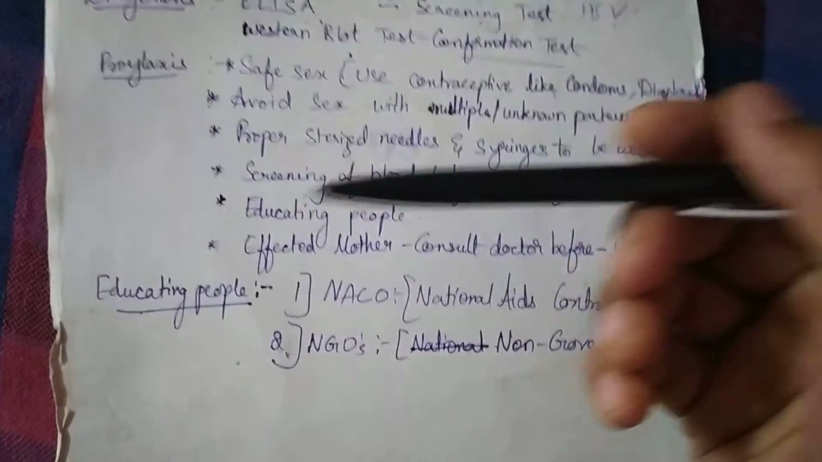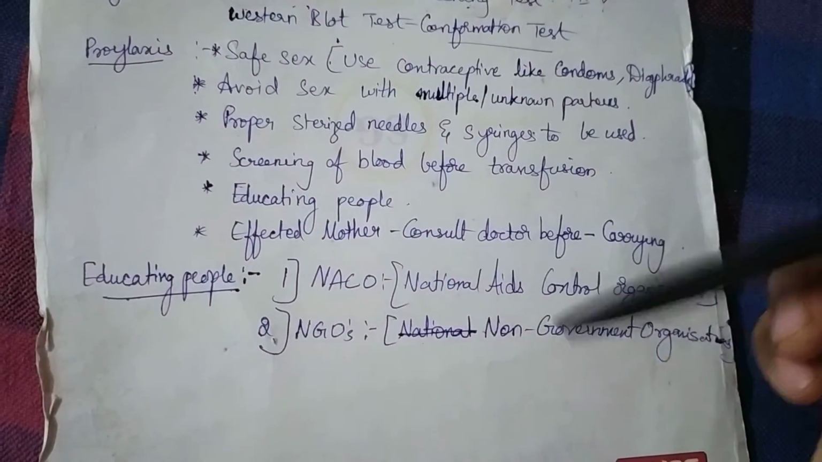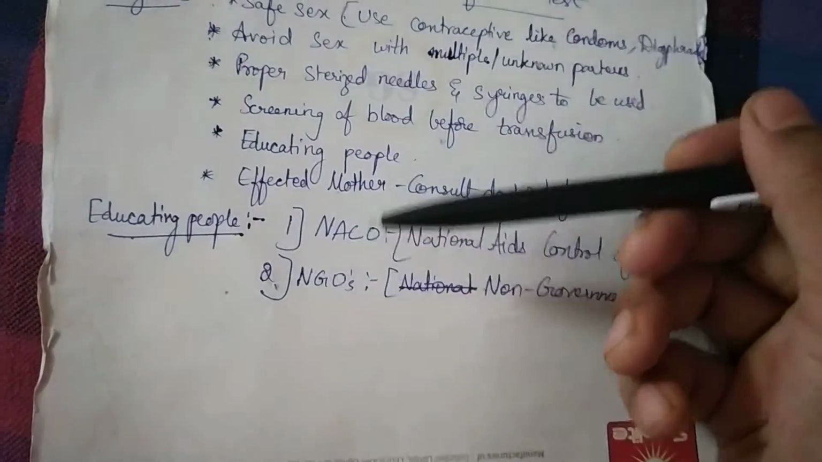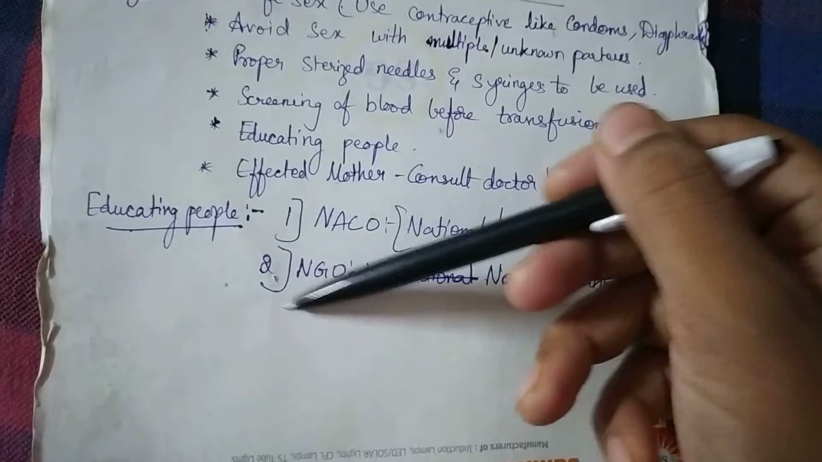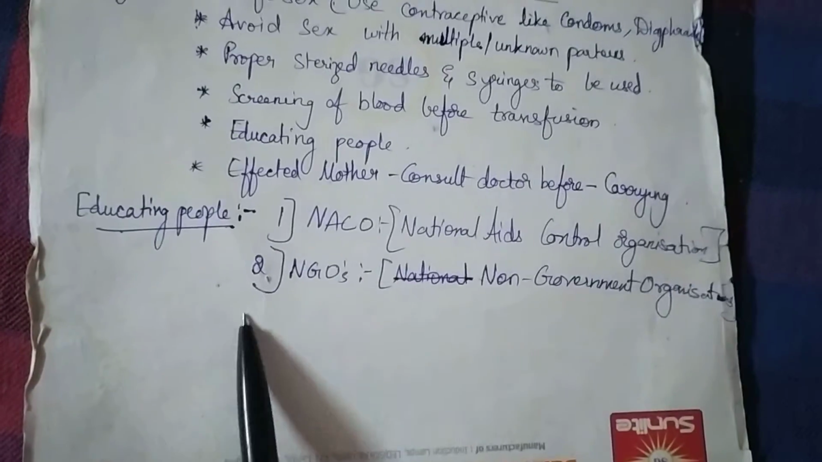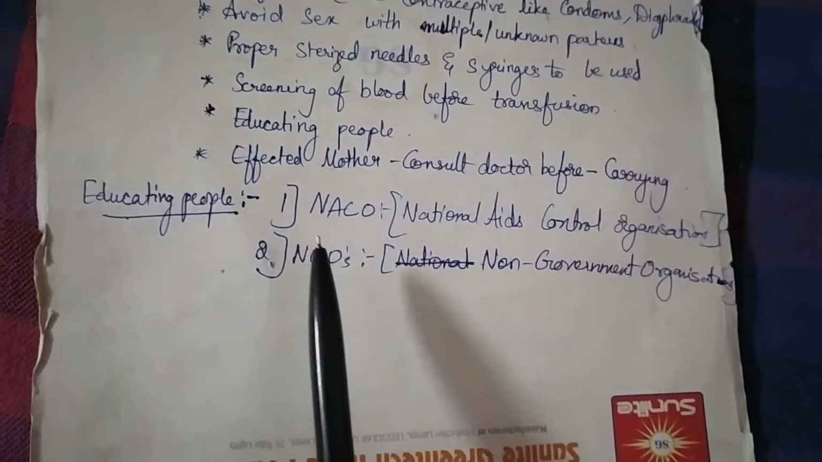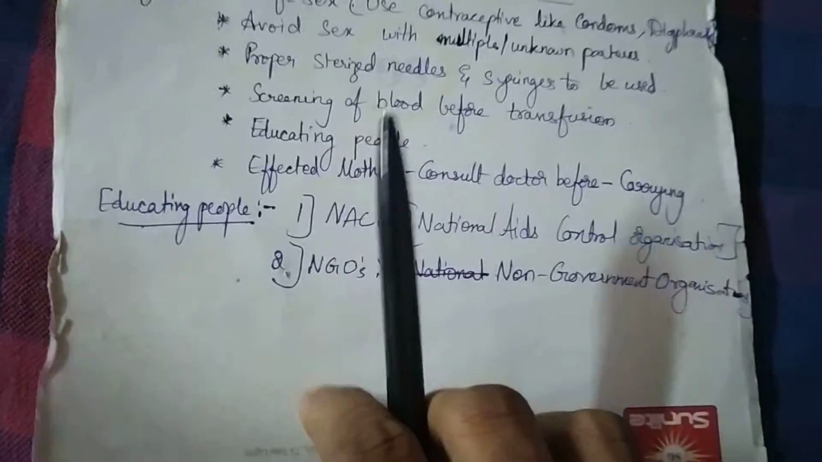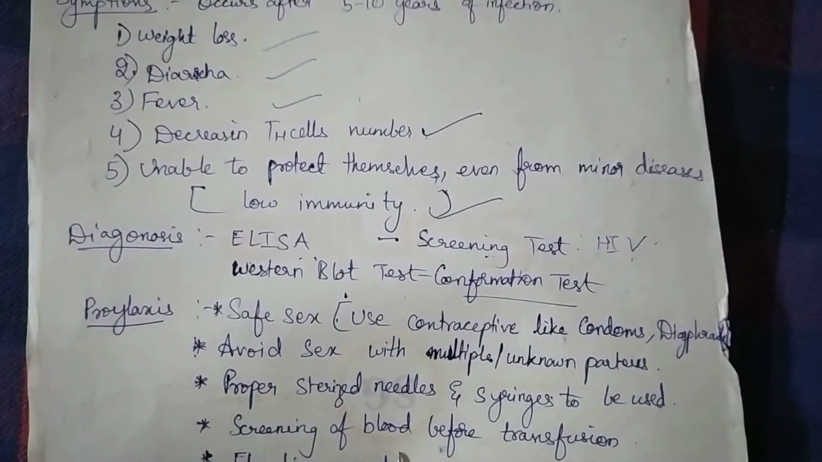Educating people, and affected mothers should consult a doctor before conceiving. For educating people, there are two kinds of organizations, non-governmental organizations and governmental organizations. Non-governmental organizations are many. The governmental organization is the National AIDS Control Organization. This is all about the HIV mechanism.